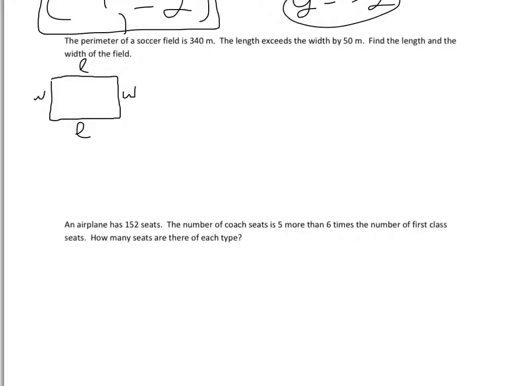So the perimeter of this would be 2 lengths and 2 widths. That'd be the distance to go all the way around: width, length, width, length. So 2 lengths plus 2 widths equals 340. So the perimeter is 340, so we can say that.